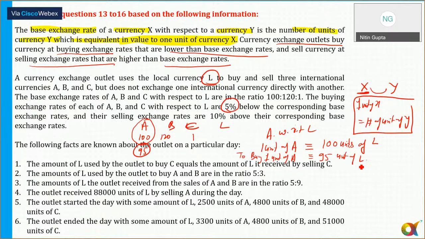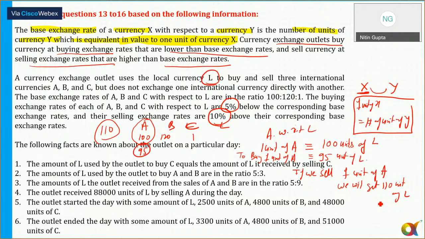Okay, and the selling exchange rates are 10% above. So the selling exchange rate for A is equal to 110. Okay, so it means if we sell 1 unit of A, then we will get 110 units of L. That is the interpretation here. So the buying rate and the selling rate, because if I'm selling something, I'll get a return.